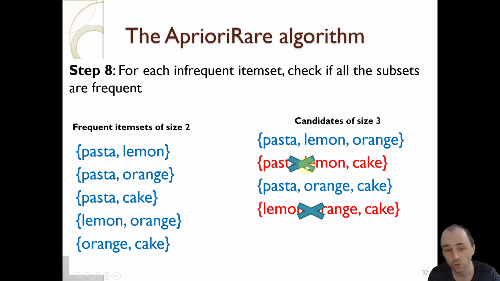So these two are not minimal rare item sets, because if we look at this one, for example, lemon and cake is not frequent, so this cannot be the minimal rare item set. And this one here, orange and cake, has a subset, lemon and cake, that is not frequent. So this one cannot be minimal rare either.